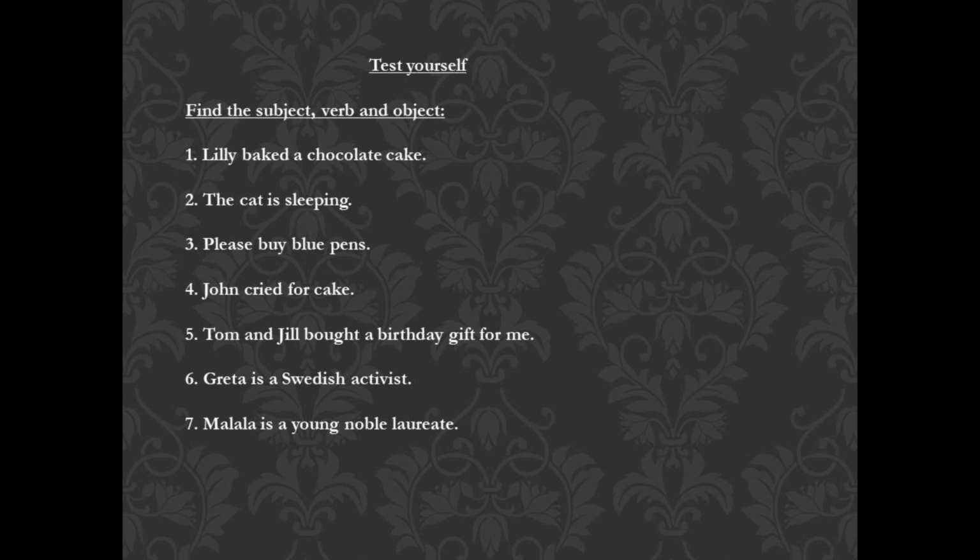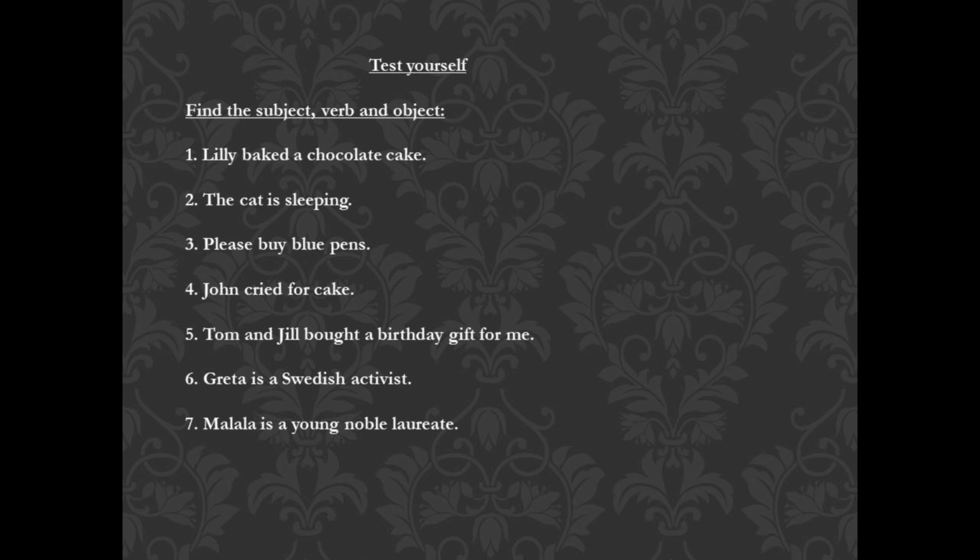Greta is a Swedish activist. Here, Greta is the subject because it is the matter of discussion in this sentence. Is the verb and a Swedish activist is the object because when you answer the question, Greta is what? You get a Swedish activist. So, a Swedish activist here is the object.